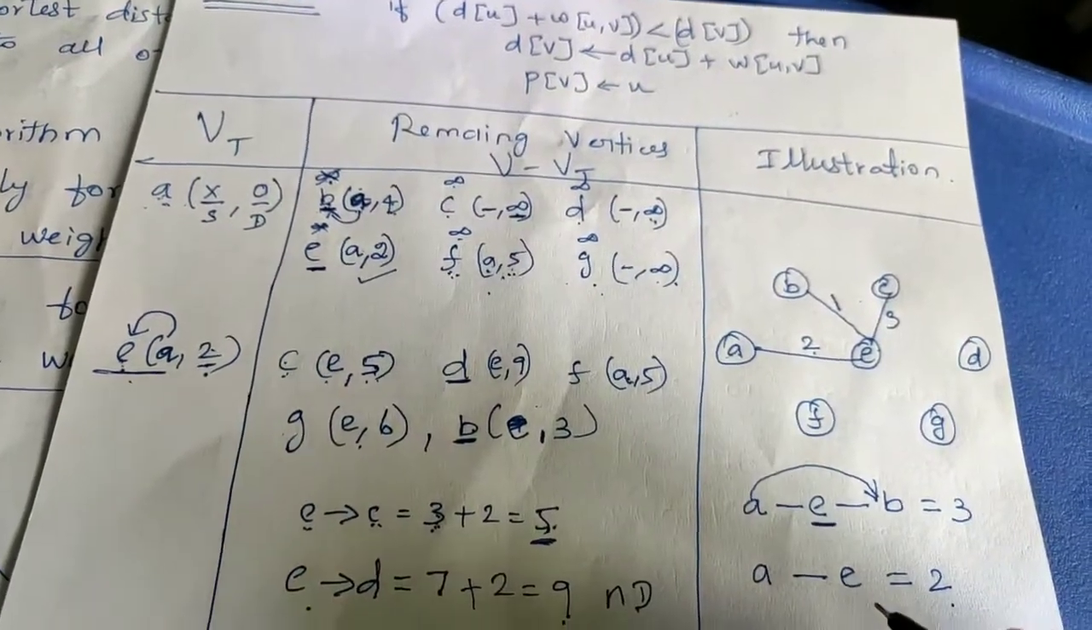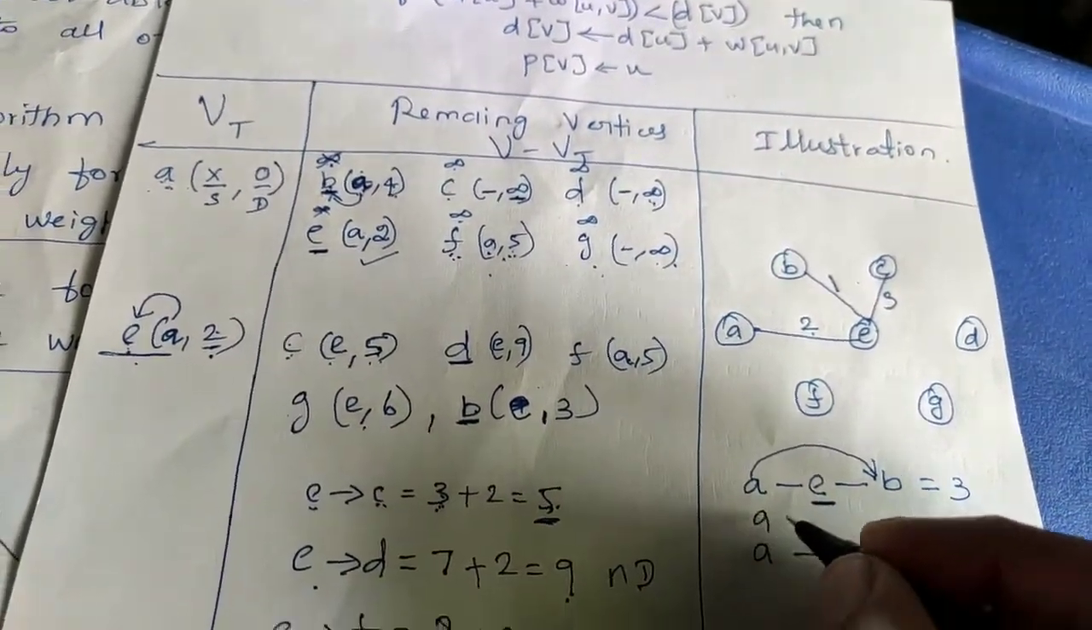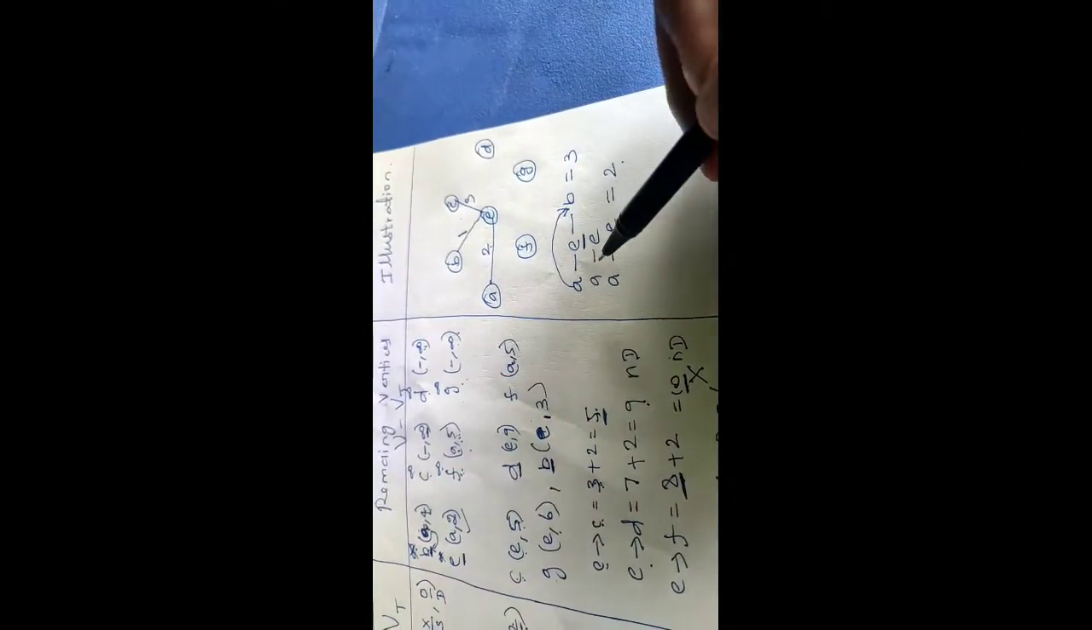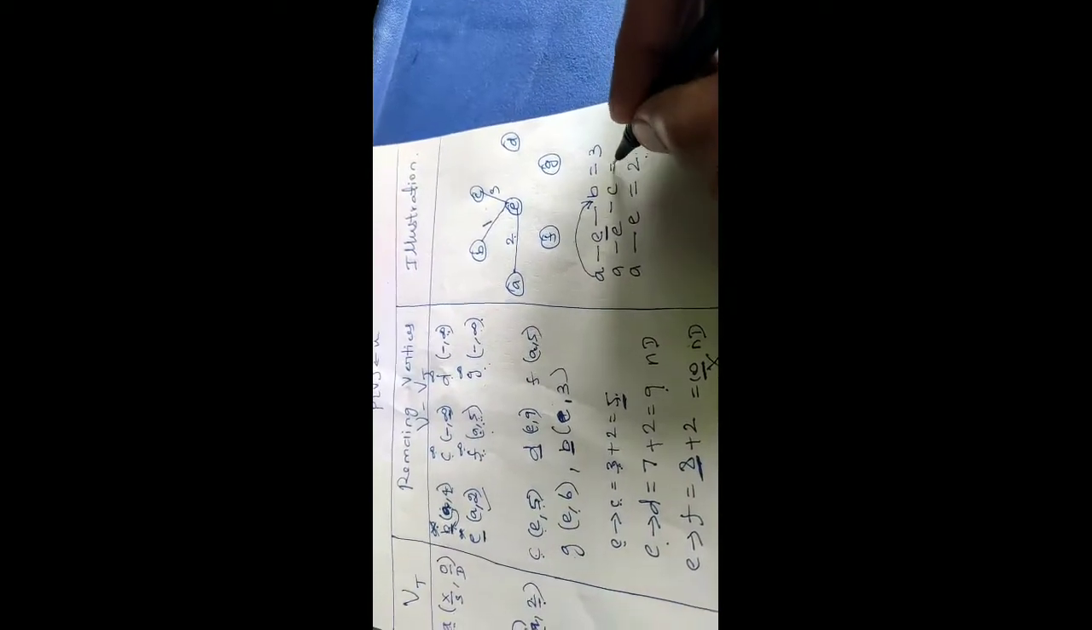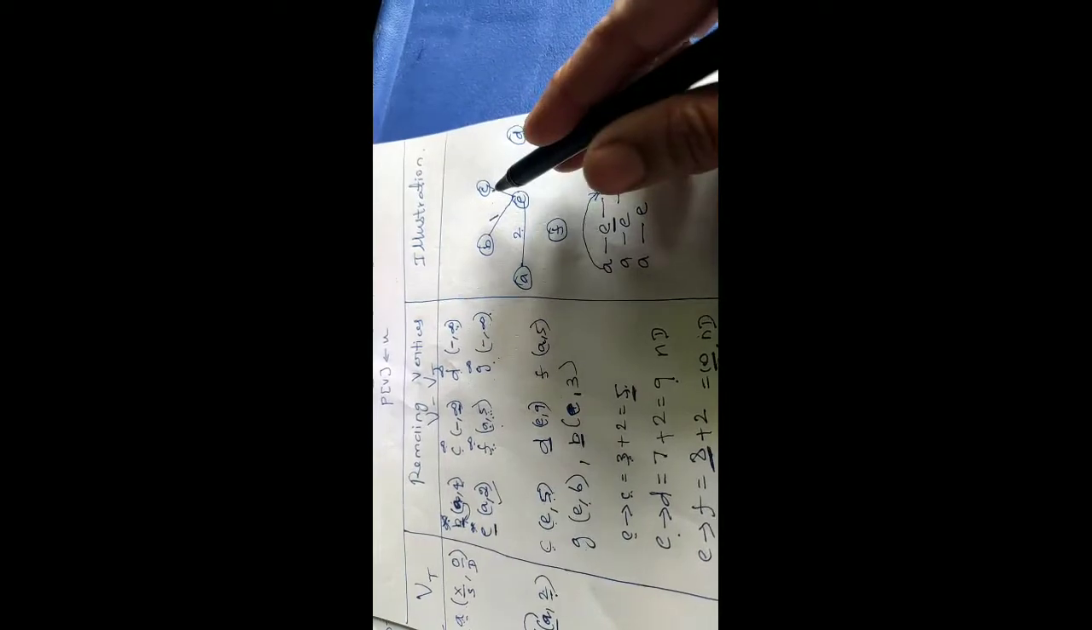So write the distance as A to E, E to C. What is the distance on A to E? 2. E to C is 3. So 2 plus 3 is 5. That is the distance I have here.